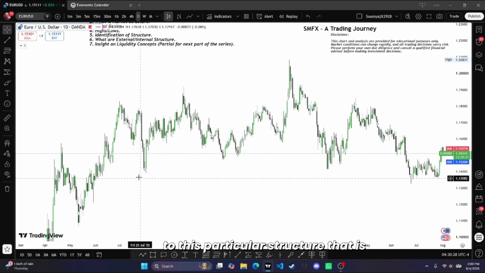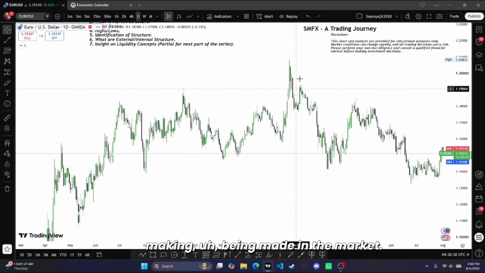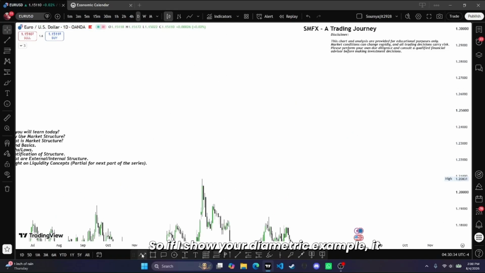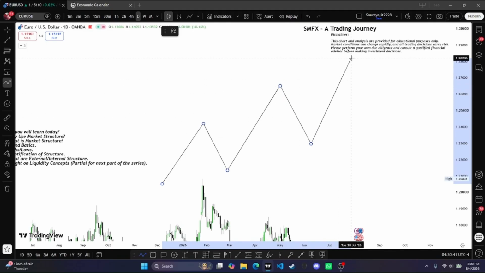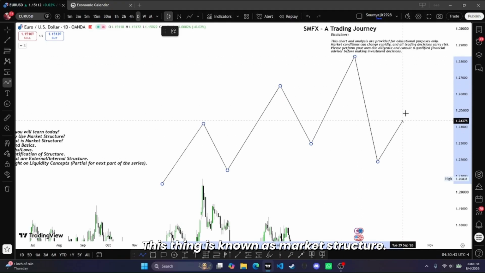Market structure refers to this particular structure that is being made in the market. So if I show you a diagrammatic example, it will be like this. This thing is known as market structure.